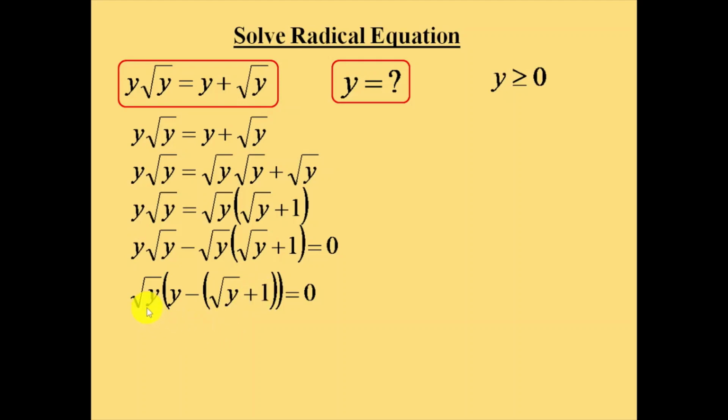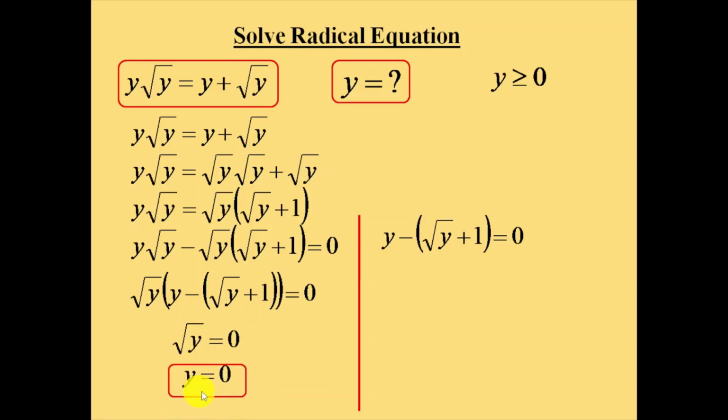So from this we can say that square root of y is equal to 0, or this part of the equation is equal to 0: y minus square root of y plus 1 is equal to 0. So this is equal to 0 or this is equal to 0. When we take this first part, square root of y is equal to 0, we can apply whole square on both sides, we will get y is equal to 0.